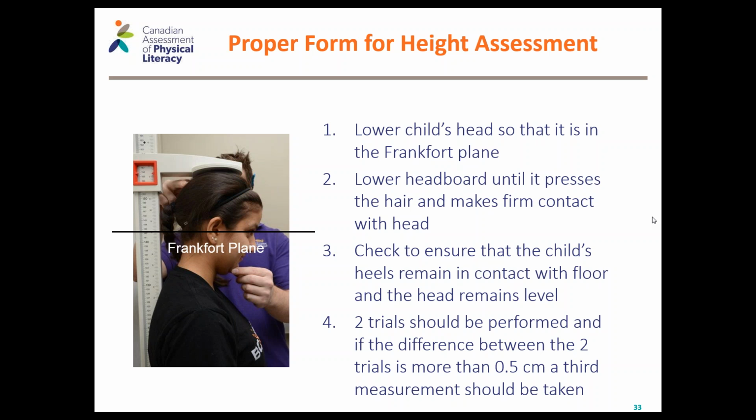And that their head remains level. You want to do 2 trials with height because you want to get the differences between the 2 trials. Basically you would get an average with this. And if the difference between the 2 trials is more than 0.5 centimeters, a third measurement is taken just so you can get a fairly accurate measurement that way.